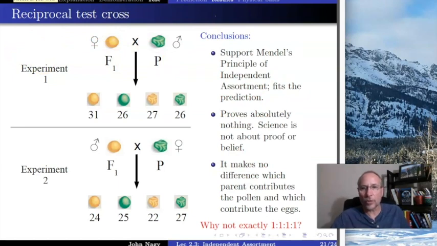Okay, so this is just a summary of what we said. This supports the principle of independent assortment because it fits the prediction. It doesn't prove anything. So again, we're not in the business of proof, but again, it doesn't make a difference which parent contributes which trait. They're still independent. Okay, again, the question then is, why is it not exactly 1 to 1 to 1 to 1? Why is it not equal numbers of each?